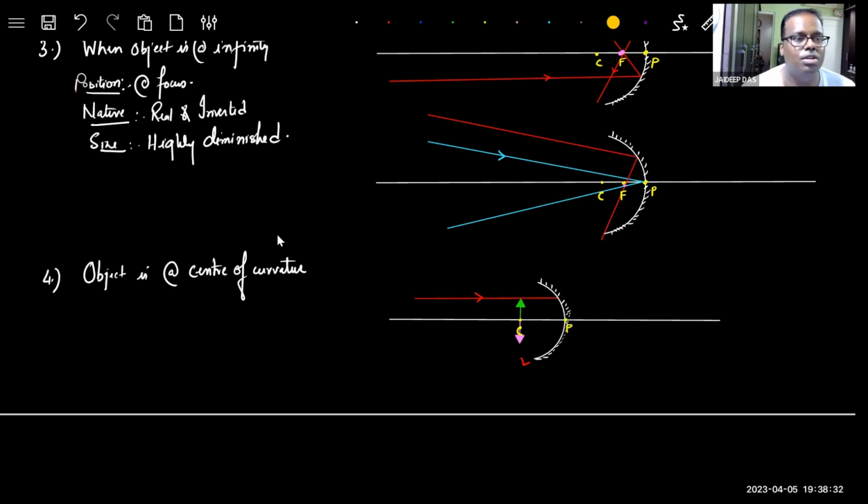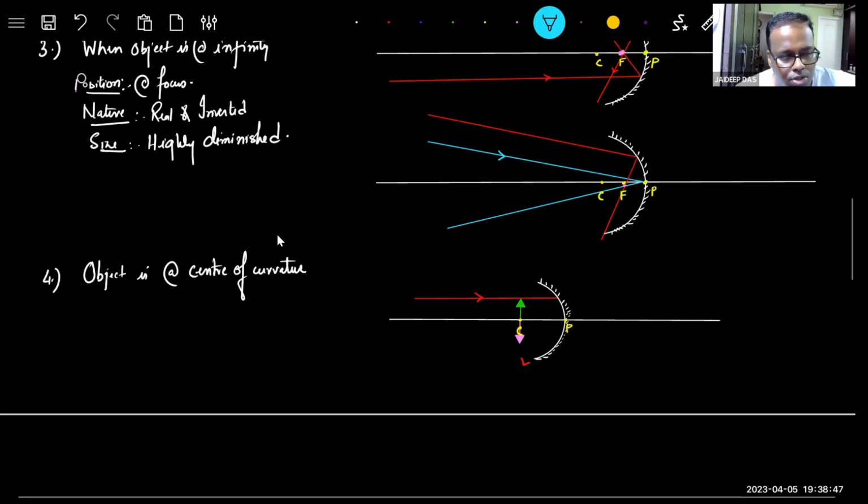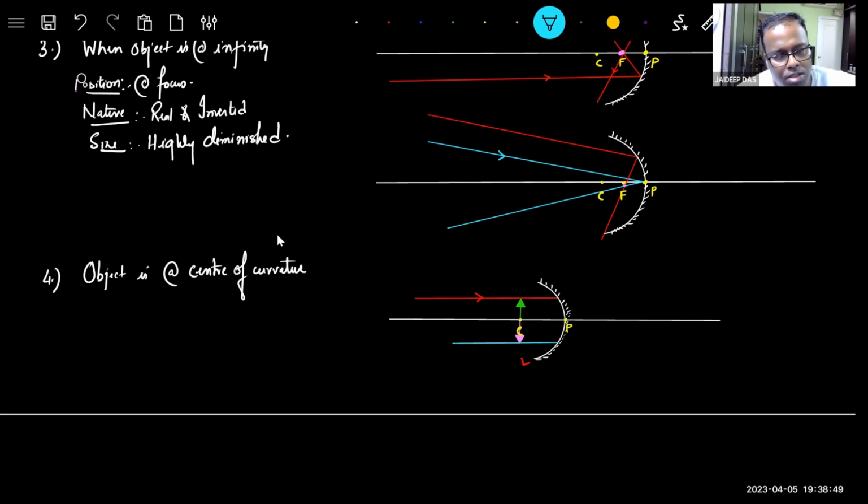Okay, now let's see. So a ray, the other ray will be coming like this. Wait 1 minute. So this ray will come like this, and this ray has to pass through the focus. Yeah, now this is my focus. This is my focus, F, and that is C, and the initial ray after reflection passes through the focus. Fine, now we are done.